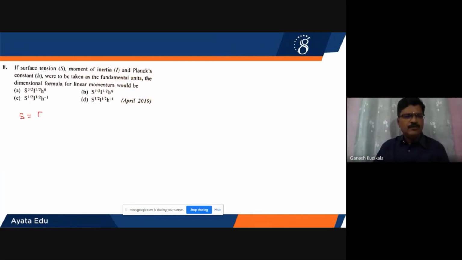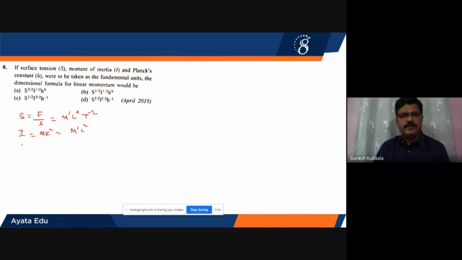Surface tension is force per unit length. Therefore, we'll get M to the power of 1, L to the power of 0, T to the power of minus 2. And moment of inertia I is equal to M into K squared. K is actually called the radius of gyration. It's an average distance, the root mean square distance from the axis of rotation. Therefore, M to the power of 1 into L squared.